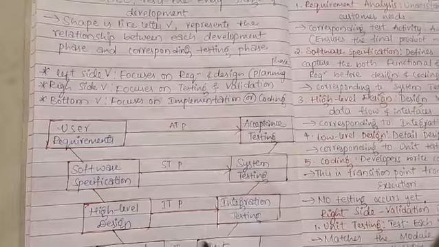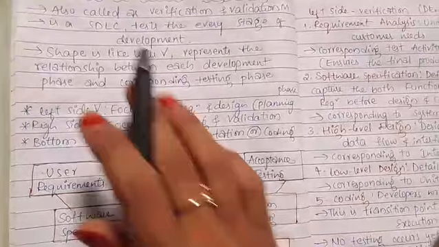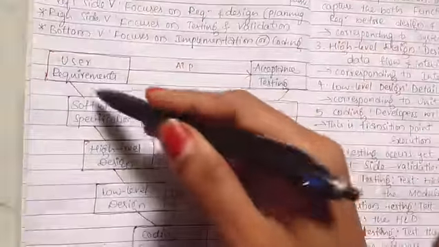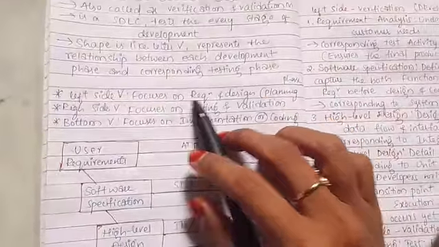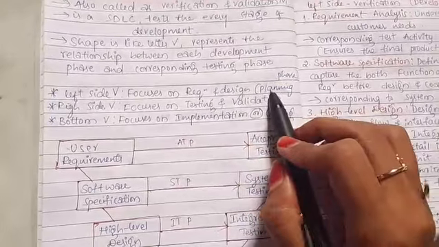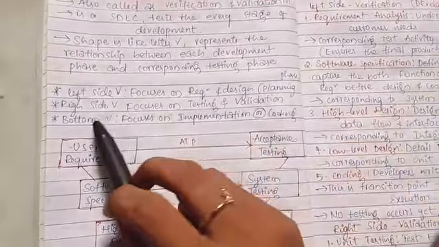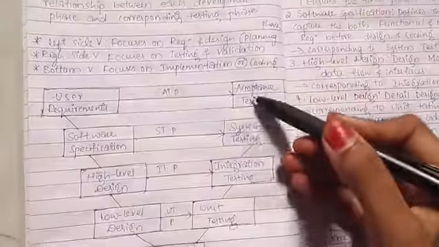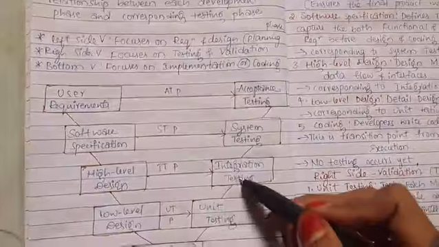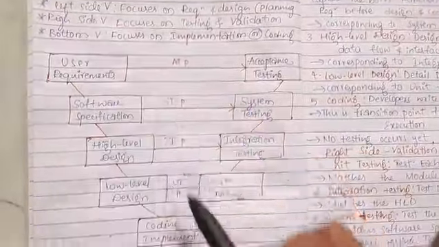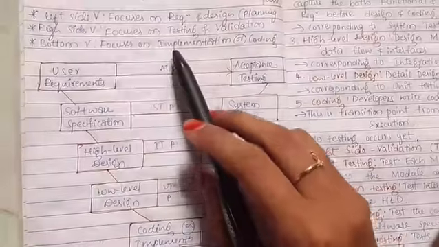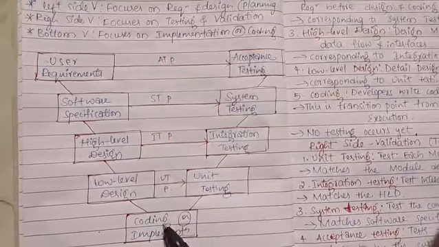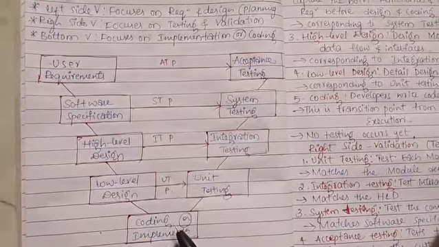This is the relationship. On the left side we focus on the requirement and design. It is also called the planning phase. On the right side we focus on testing and validation. The bottom of the V focuses on the implementation or coding. Here the implementation and coding will take place at the bottom of the V.